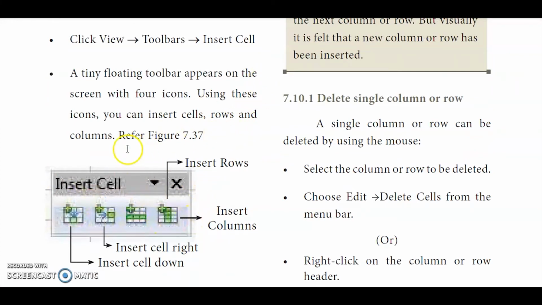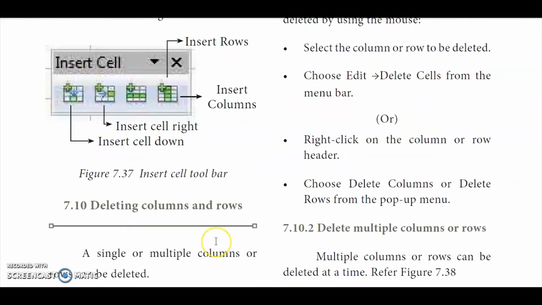Okay. Rows and columns. So this one is the insert column and this one is the insert row. So insert cell right and insert cell down. So this one is the insert row, this one is insert column, insert cell right and insert cell down.